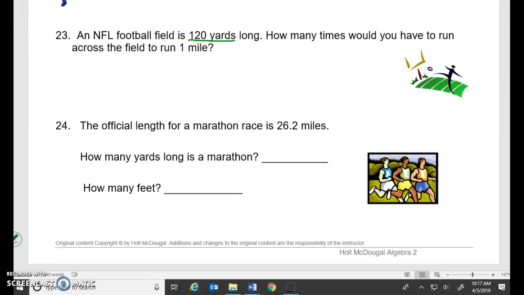How many times would you have to run across the field to run 1 mile? So let's underline that, 1 mile. I want to go 120 yards long, and I want to find out how many miles that is, right? That might help me decide. Okay, so let's go 120 yards equals blank miles.